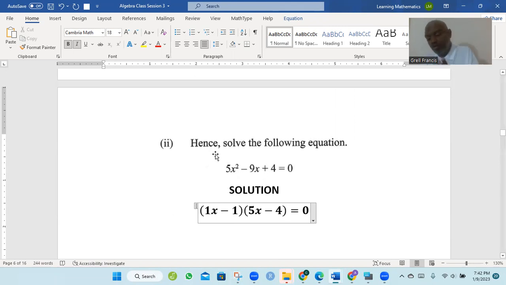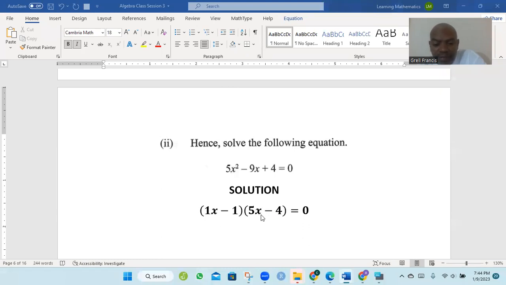And it says solve. So our final answer has to be a number. Once a question tells you solve, your solution has to be a value. X equal something, x equal something. That's what our final answer has to look like. So write this down.